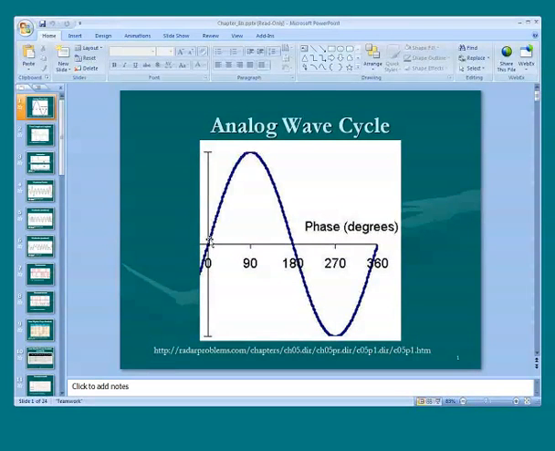We see in this particular example of a wave, this would be the 0-degree starting point, and a quarter through the circle or the cycle, we reach the 90-degree point. Then halfway through the circle or cycle, we reach the 180-degree point, and a complete circle or cycle is 360 degrees. So from starting point to the ending point, we complete the circle or the cycle.